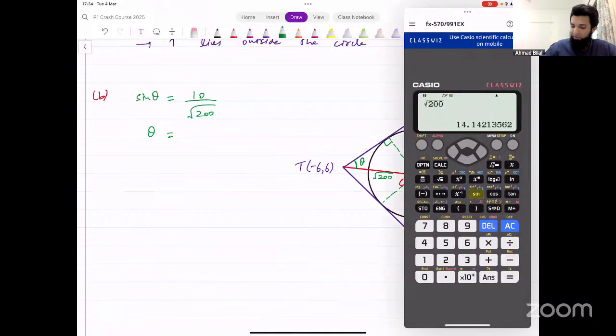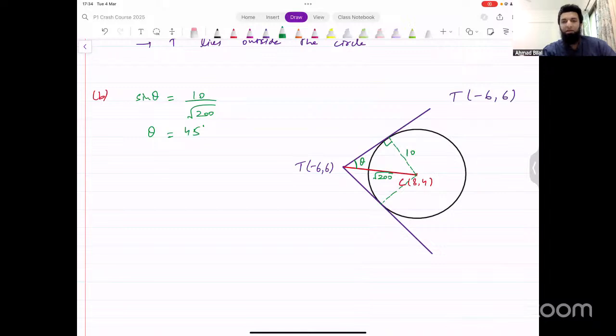Sine inverse of 10 over square root of 200. And this gives me 45 degrees. And that's what we wanted to prove. The angle between CT and one of the tangents, that is 45 degrees. All right, that's part B.